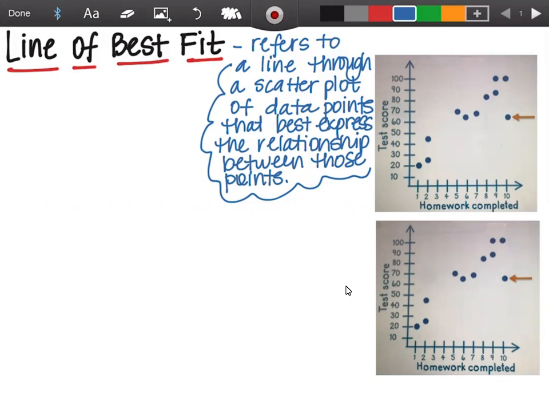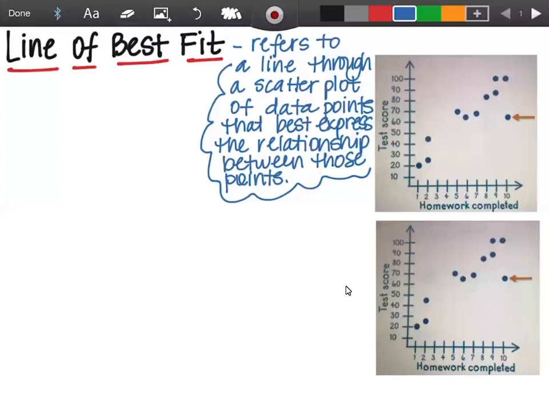Now, you see this arrow that's pointing to one of the points on the graph. That is considered an outlier, meaning that this scholar completed 10 homeworks, but they still did not score a high score on the test. And you'll have a few outliers where they do the homeworks, but it could be that they're not understanding the content or whatever the case may be. But for the most part, the trend is the same: the more homeworks you complete, the higher your test score would be.